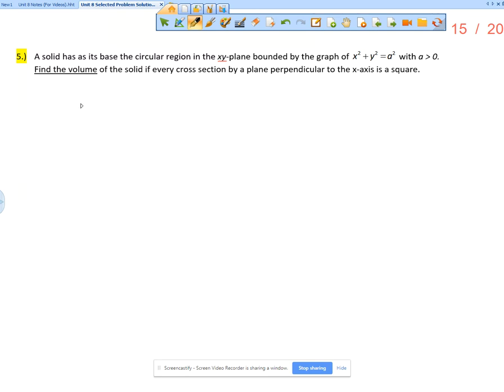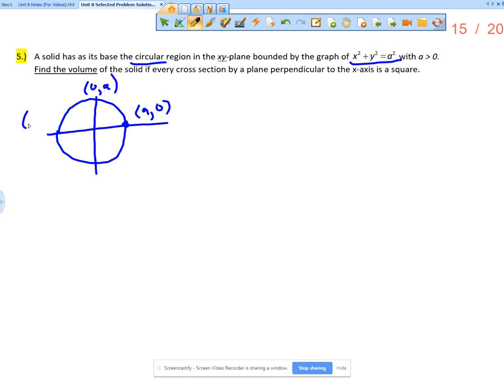So first of all, we need to come up with a graph. They told you it's a circular region, and x squared plus y squared is a circle, right? So a circle of radius a. So we have this circle. It goes to the right to a comma 0, up to 0 comma a, to the left, negative a comma 0, and down to 0 comma negative a. And it's, of course, centered at 0, 0.